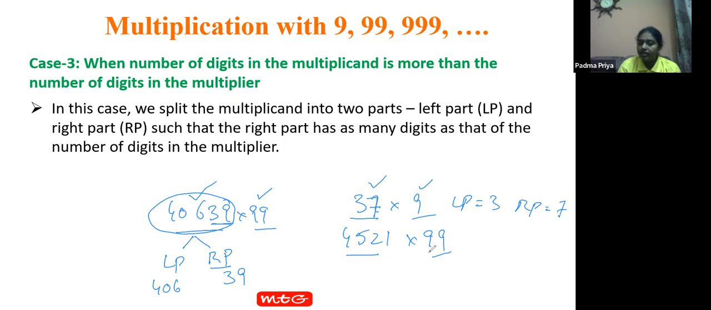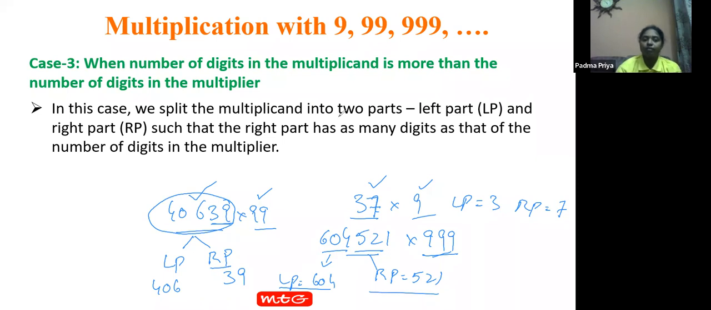And in this question, for example, if the question is something like this, we have three nines. So the RP would be 521, whereas the LP would be 604. So here whether the number of digits is even or odd doesn't matter. How many nines are there? That many rightmost digits will be the RP, and the remaining digits will be the LP.